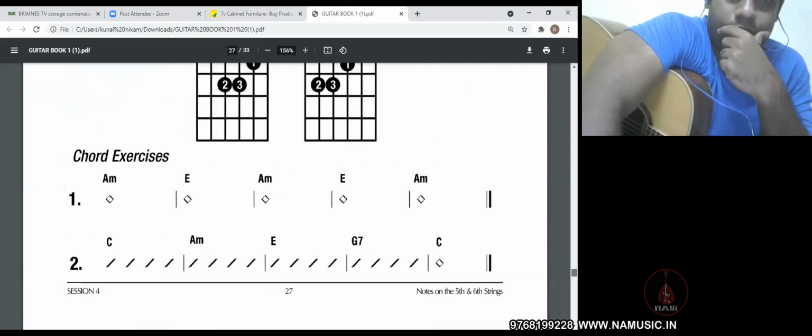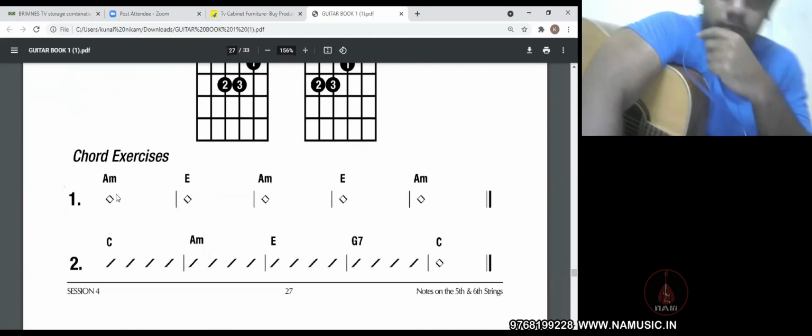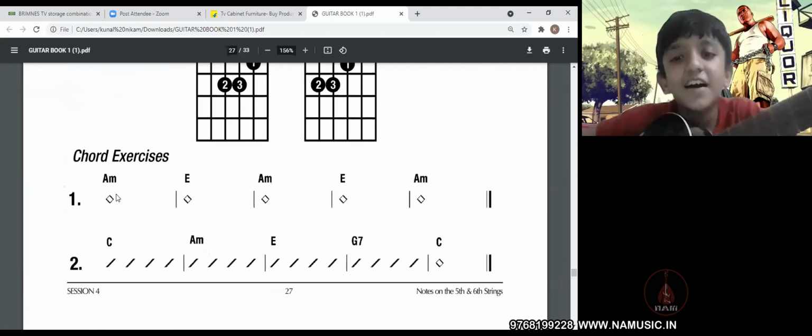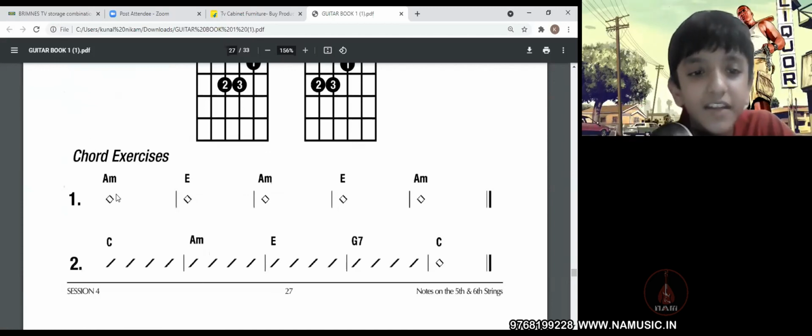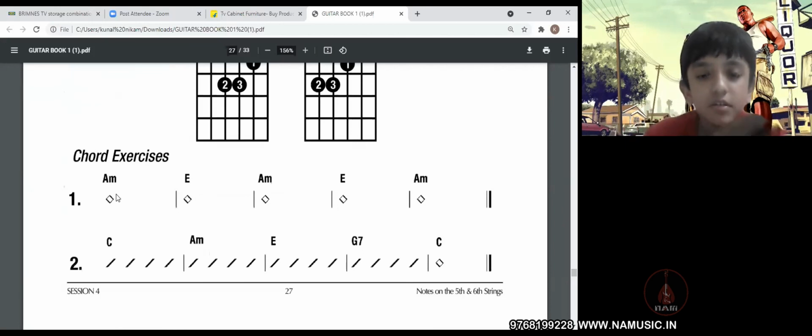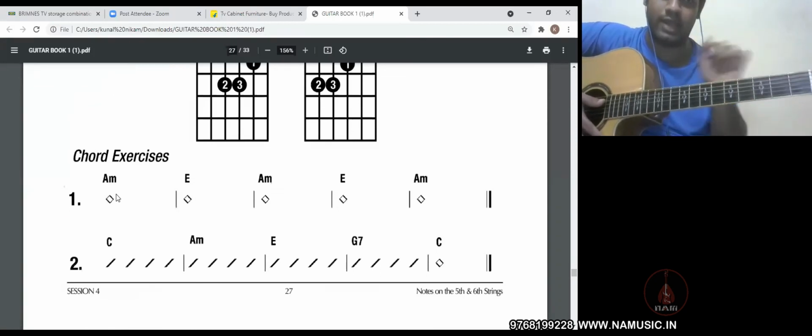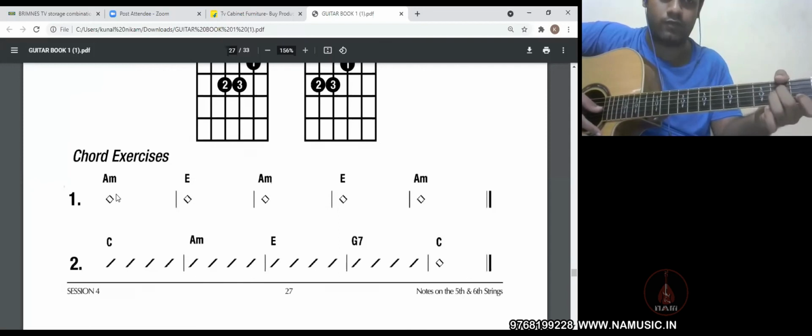I'll tell you what the meaning of this is. Whenever you see the square, the rectangle, or the diamond, you're supposed to play it for 4 beats. It means you just play it once, and you give a count of four: one, two, three, four. Sir, these lines are one beat, right? Yes, you are right. The lines are 1 beat and the diamonds are 4 beats. Whenever you see the diamonds, you have to sustain it for 4 beats, and whenever you see the line, you play it for 1 beat.